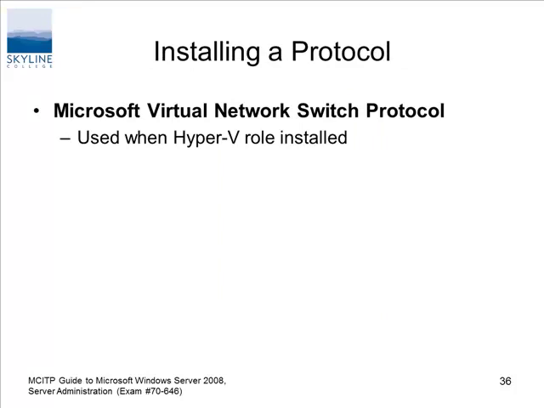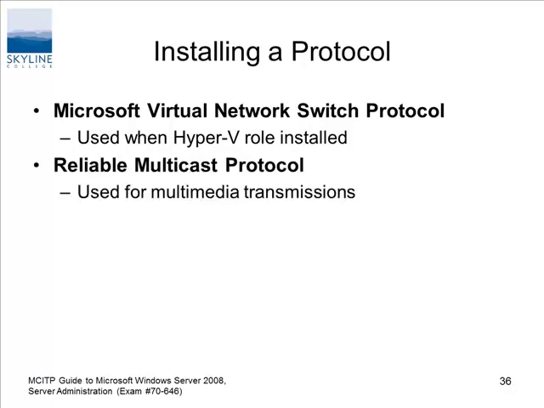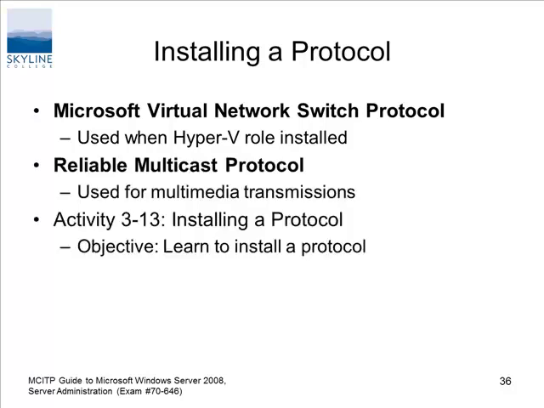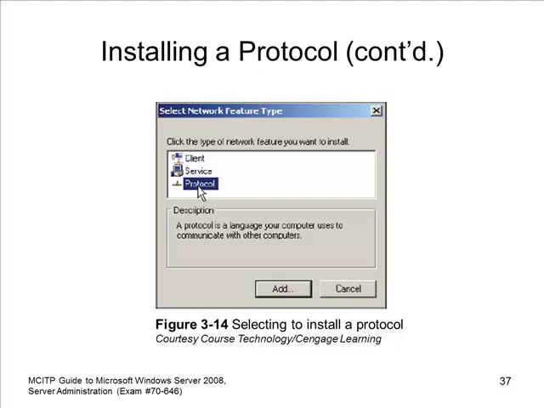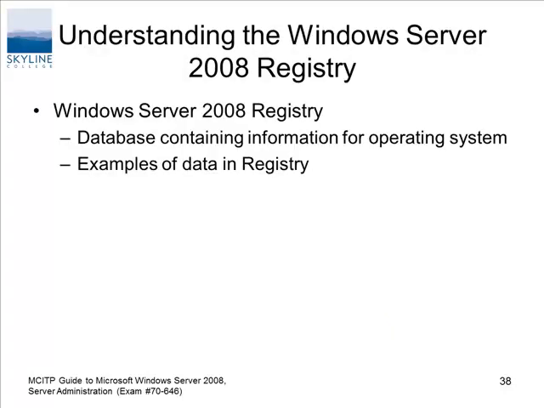Installing a protocol, virtual network switch protocol using a Hyper-V role. These are things that are there. Take a look at them. The default protocols are on by default, TCP/IP. There are others that can be added if you need them. Take a look at what is available. Reliable multicast, and then they're going to have you look at those things. Protocol, add protocol. Clients and the services, what's available. Kind of handy to know what's available in case you need to use it.